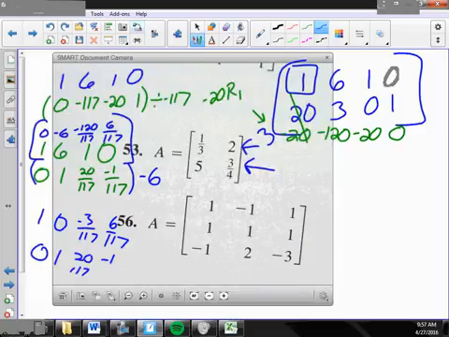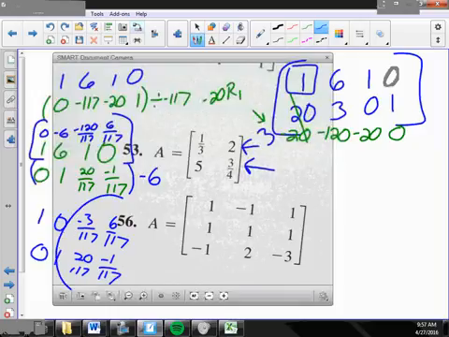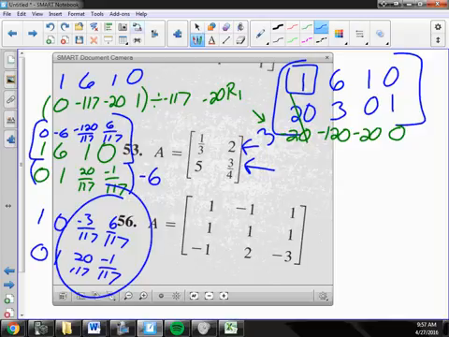So, Maddie, are those the answers in the back? They're simplified? Oh, 117 is divisible by 3. Okay. So, yeah, you're going to pull a 3 out of the top 2.